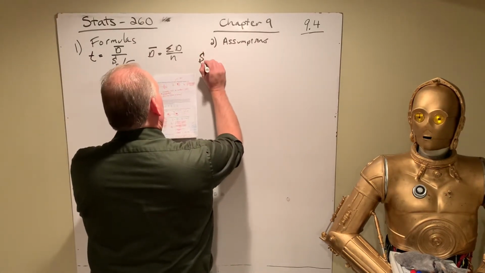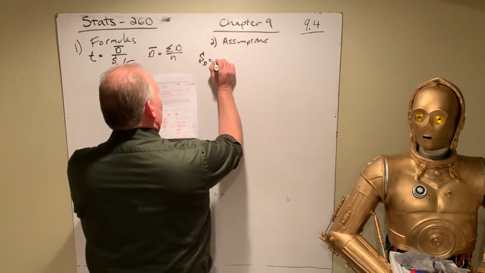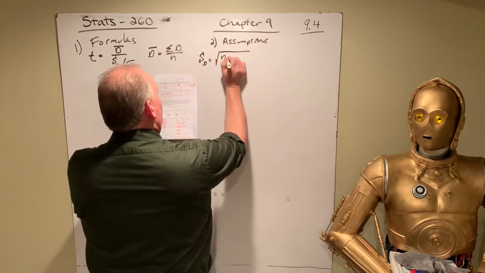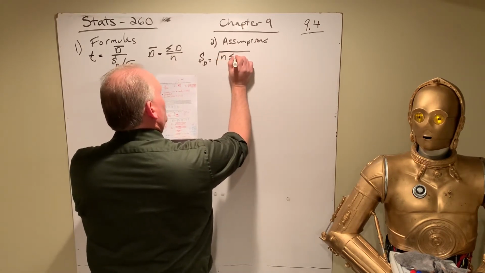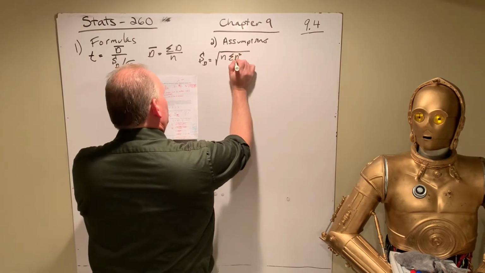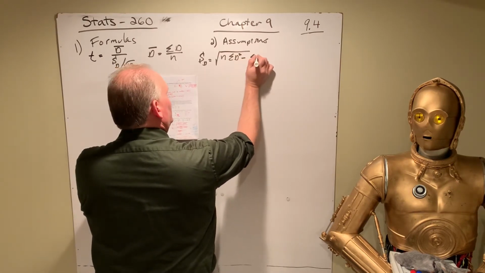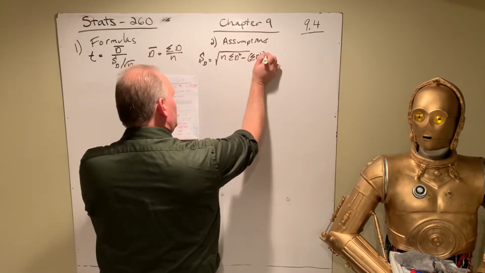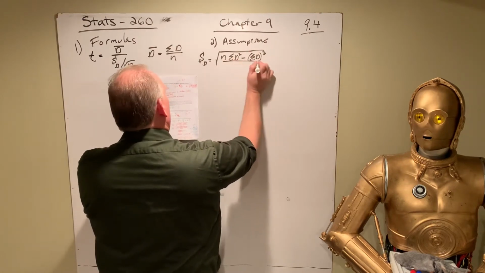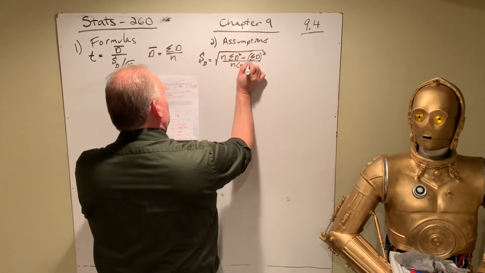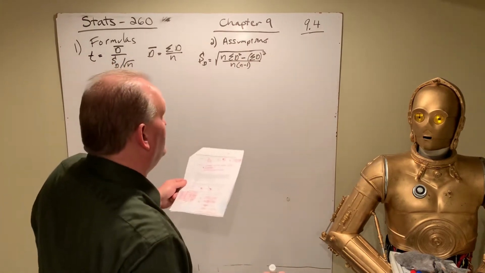And standard deviation, that's tricky to find. It's the n times the summation of d squared, the differences squared, minus the summation of all the differences quantity squared, all over n times n minus 1. And that's all under the square root sign.